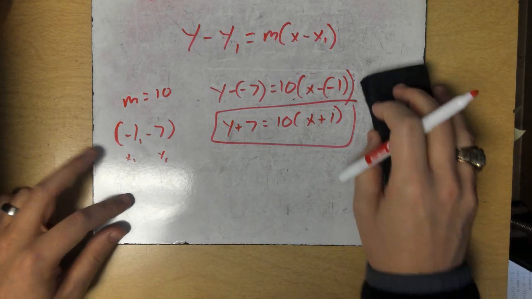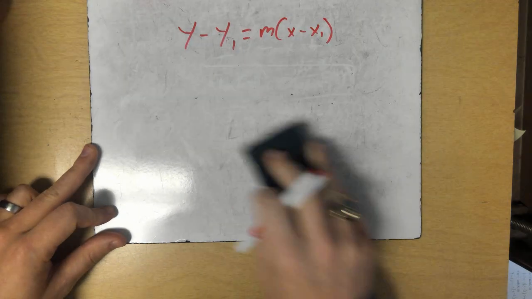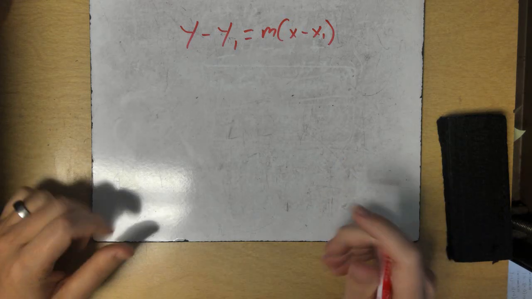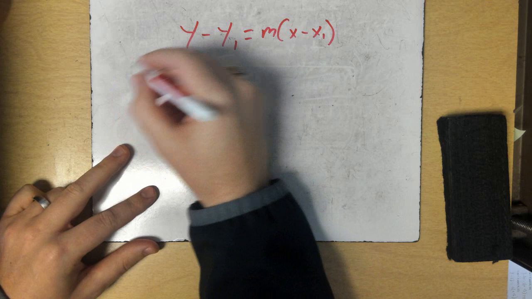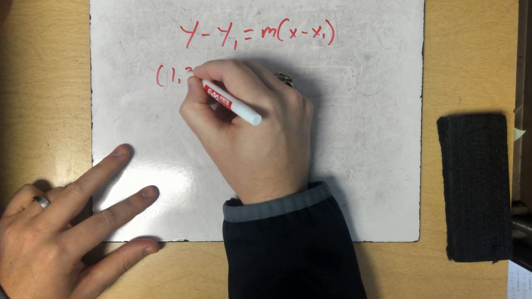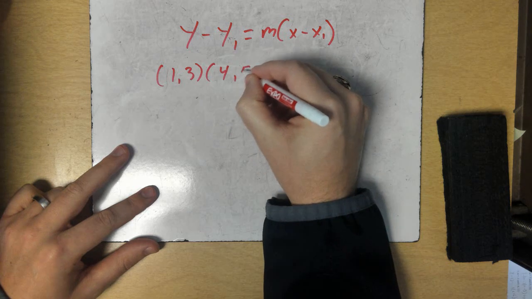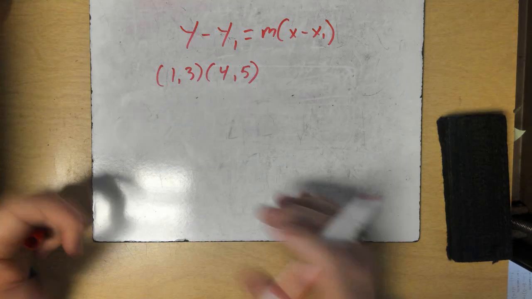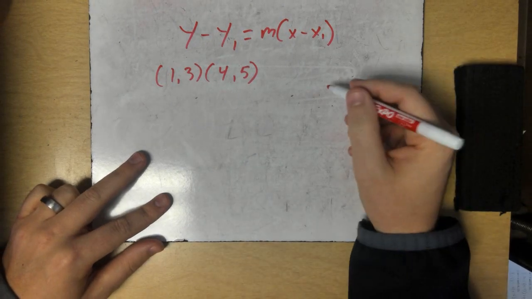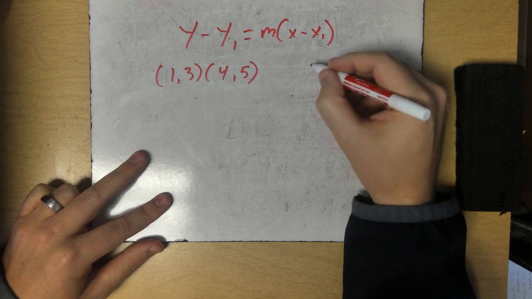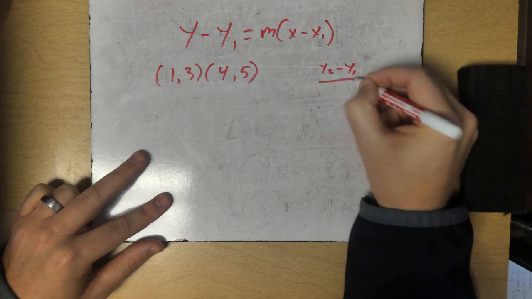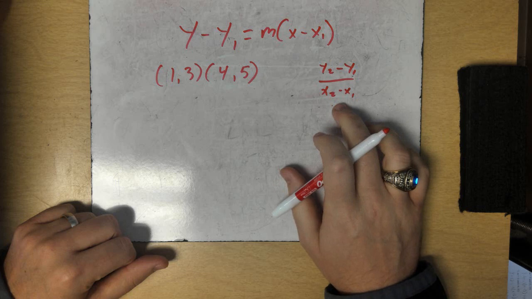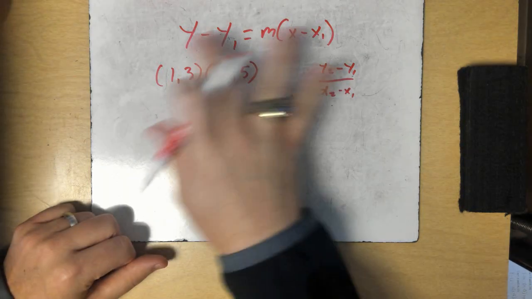Okay. So what if, when we're doing these equations, they don't give you a slope and they only give you 2 points? Well, that means we have to find the slope. Okay? So let's say they give us 2 points, and our points are 1, 3, and 4, 5. So, how do we find the slope given 2 points? Well, remember, earlier in the year we did this. We have to use our slope formula, which, if you remember, is y2 minus y1 over x2 minus x1. So we have to use this to find our slope before we can plug it into our equation here.